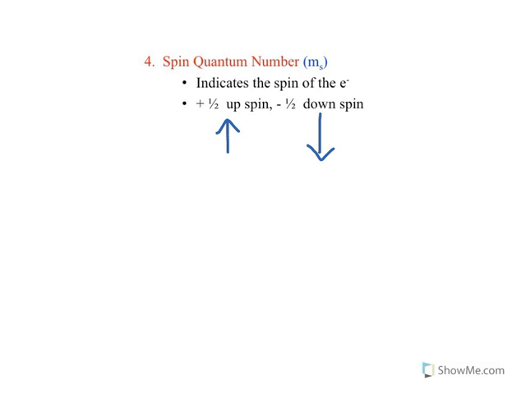And the last quantum number is the spin quantum number, designated as M sub S. That indicates the spin of the electron, whether you have a positive 1/2, that's an upward spin or clockwise, or a negative 1/2, a downward spin or counterclockwise. And that's denoted by whether the arrow that we've drawn in the orbital diagram is up or down.